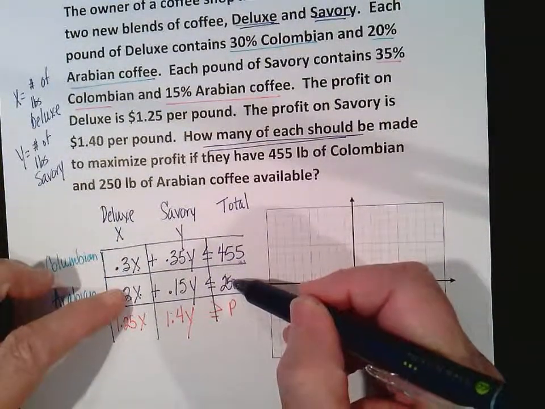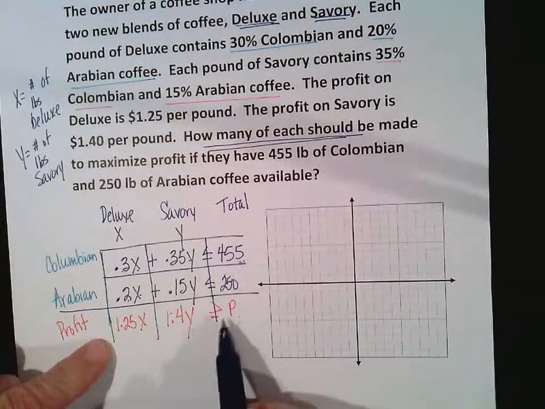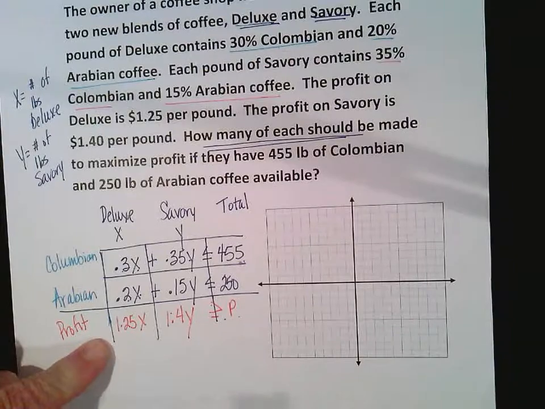Okay, that was part B. Part C is to write the equation to be maximized or minimized. I'm maximizing profits. Now we're going to graph these.